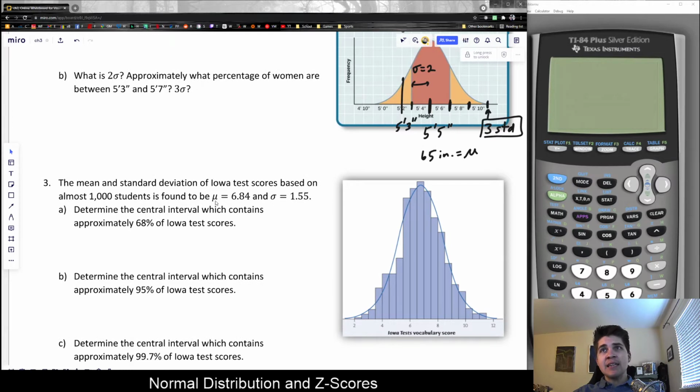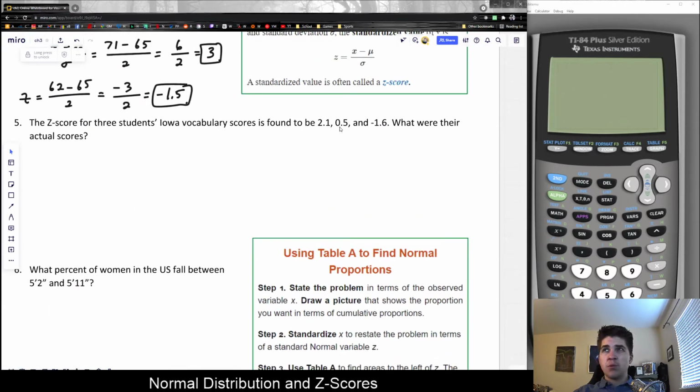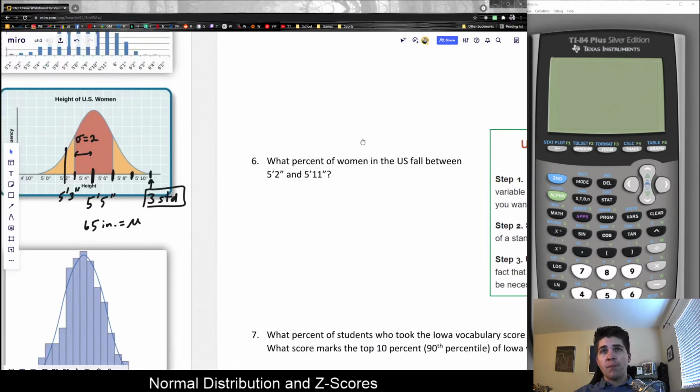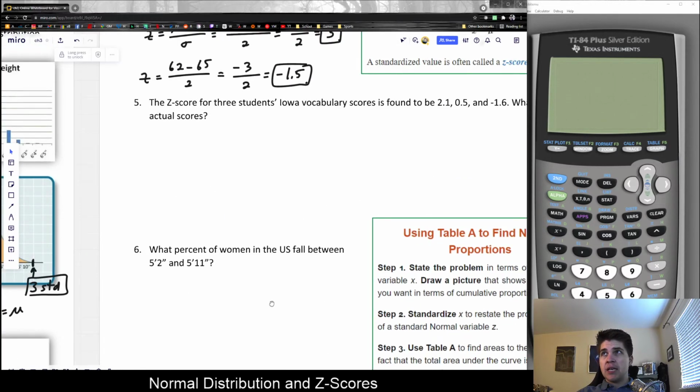where the mean score for Iowa students was 6.84 with a standard deviation of 1.55. Let's say we had 3 students and we took their scores and converted them to z-scores, and we ended up with 2.1, 0.5, and negative 1.6. We wanted to know, what was the original score? And just to revisit this example, in the Iowa vocabulary score, the typical student scored somewhere between 2 and 12 on that test. And it followed roughly a normal distribution.